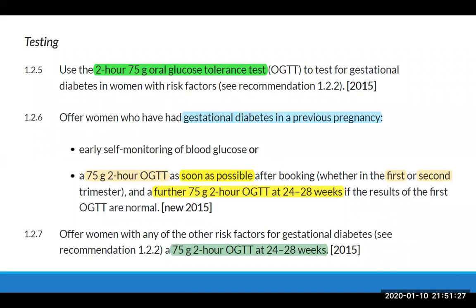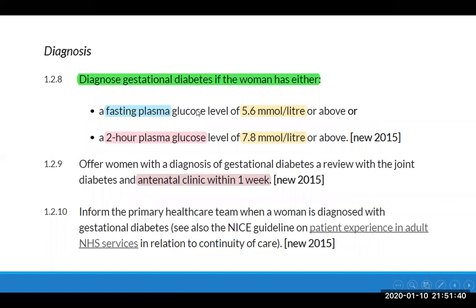Excuse me, Dr. Khalid, can I ask a question here? What are the normal values for OGTT during the first trimester? Is it just the usual, or is there a number they recommend for diabetes? This is the number we use to diagnose GDM: if the fasting is more than 5.6, which is equal to 100 milligram per deciliter, or 2 hour more than 7.8 milligram per deciliter.